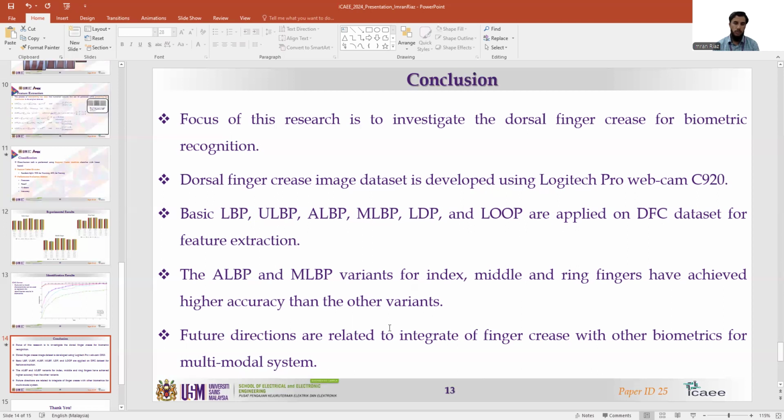And in future work, we aim to propose a multi-modal biometric system where we can integrate this finger crease system with other modalities like fingernails, finger knuckles, or even fingerprints, finger veins, or the face. So it can be a more secure and more reliable biometric system.